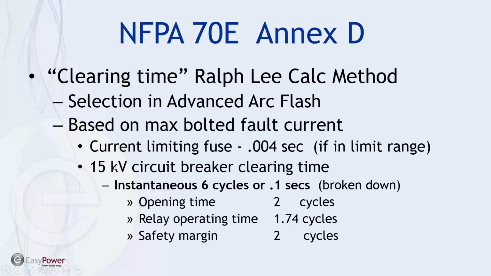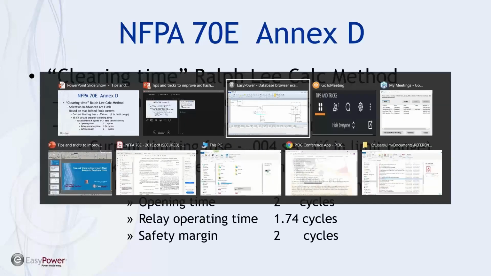Whereas if we're using a 15K circuit breaker, clearing time might be 6 cycles. That would result from an opening time of 2 cycles for the breaker itself, the relay operating time of 1.74 cycles, and then adding a safety margin of 2 cycles to give us a total of 6 cycles for that instantaneous setting. So let's go back and see what we have set up in this particular example.